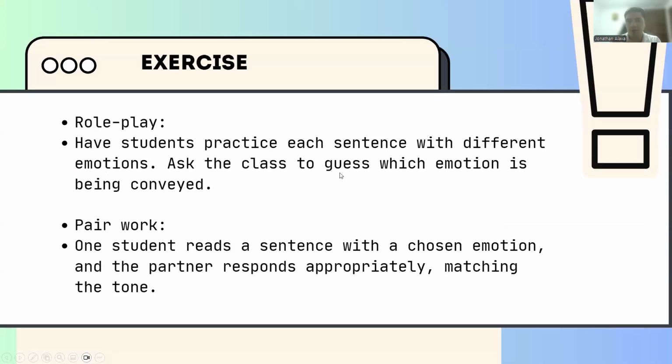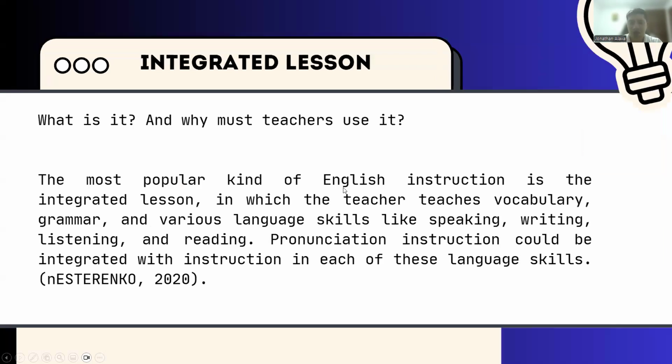Okay, so the exercise that I would apply for students to explain intonation, I would have students practice each sentence with different emotions. I can provide a set of sentences that I have, and I would ask the class to guess which emotion is being conveyed. And another activity that I can apply for students to emphasize this could be pair work, in which one student has to read a sentence with a chosen emotion, and the partner responds appropriately, matching the tone. So, copying the tone that the student uses. That is how I would apply intonation for this section.